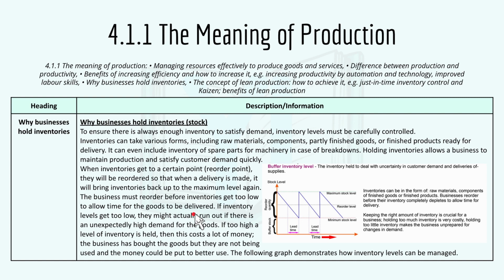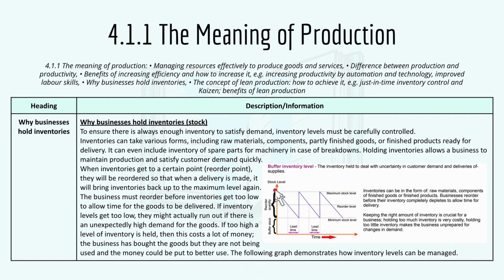If the inventory level gets too low, they might actually run out if there's an unexpectedly high demand for the goods, as we're seeing now in around April, May 2021, where there's a shortage of chips, like semiconductor chips. And if too high an inventory level is held, then this costs a lot of money because you need to buy the space to hold the inventory. The business has bought the goods, but they are not being used, and the money could be put to better use. For example, you can use it for advertising or marketing.